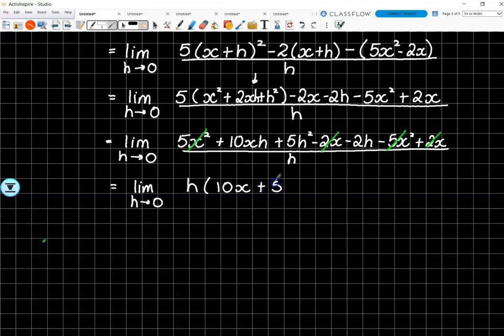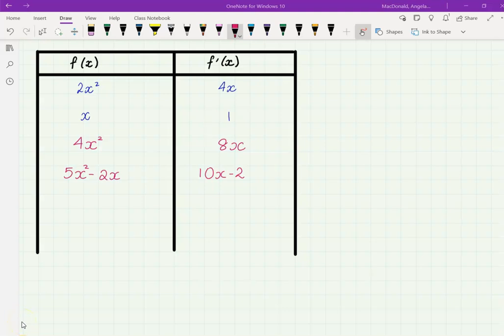Plus 5h, take 2, all over h. Oh, let's not write that. Therefore, f dashed of x, let's make h 0, so we're left with 10x take 2. Agreed? Yeah. So we're just adding that to our list.